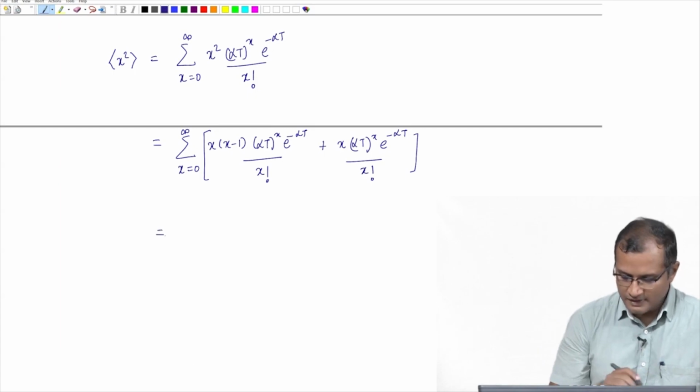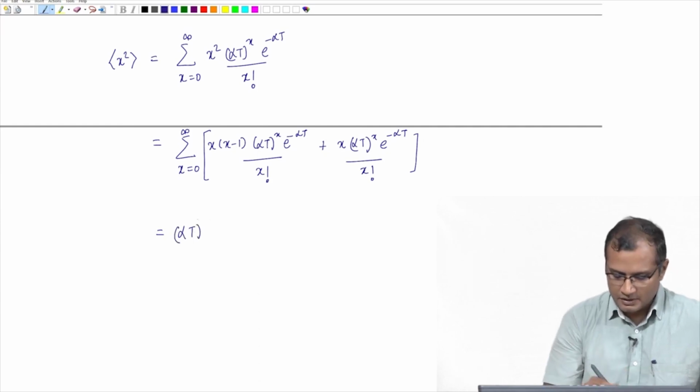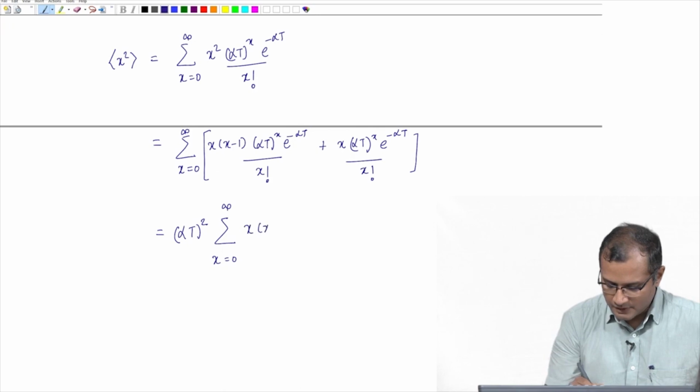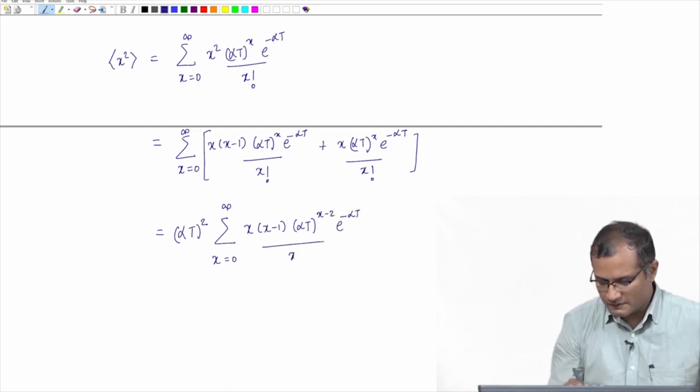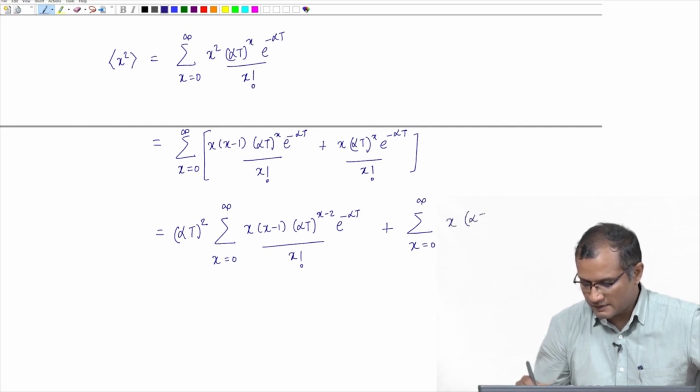And now to the first term I am going to do something. What I will do is basically just multiply by alpha t the whole square, and the first term becomes summation x going from 0 to infinity x into x minus 1 into alpha t to the power x minus 2 e raised to minus alpha t over x factorial, plus summation x going from 0 to infinity x alpha t to the power x e raised to minus alpha t over x factorial.